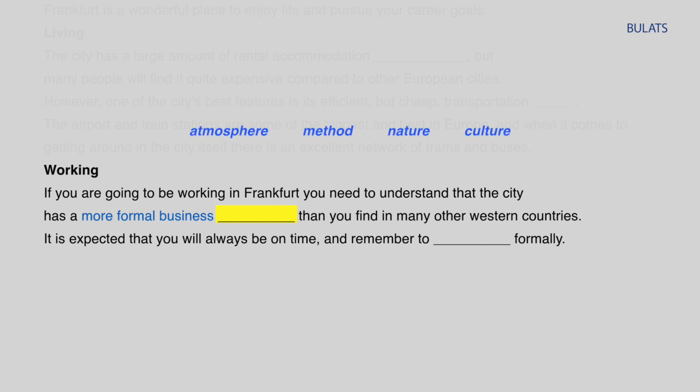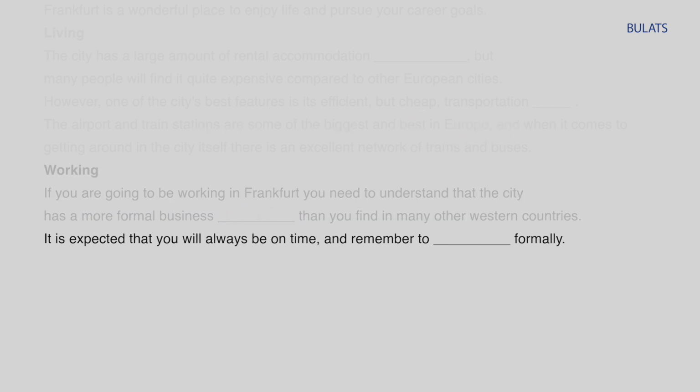So now, when we look at the choices, one of these words should stand out. Being on time and what you wear is unlikely to be atmosphere, method, or nature. But business culture is a great collocation, and in fact, it's a compound noun. Now, looking at the final gap, we are told we should X formally. Do any of these words look right?